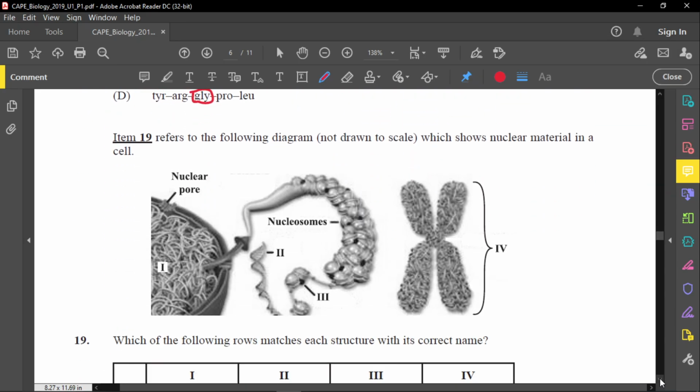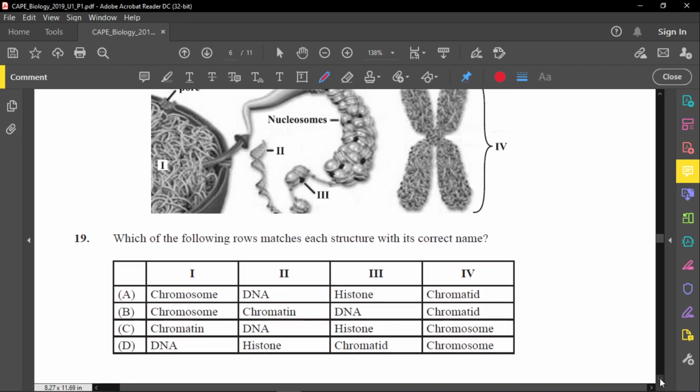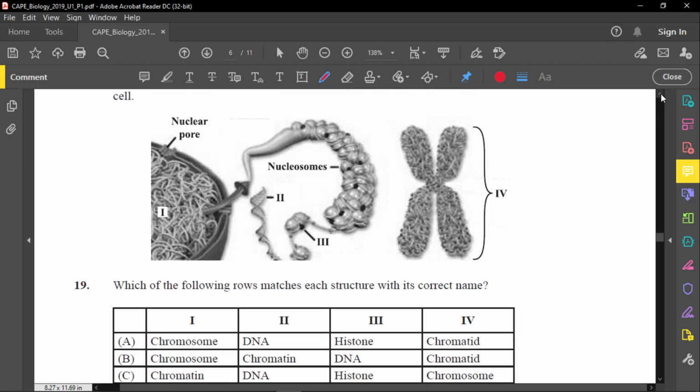For question number 19, it said, referring to the following diagram not drawn to scale, which shows nuclear material in a cell, which of the following rows matches each structure with its correct name. For this one, I could go a little bit faster, and I don't need to explain it because I know you'll know this.